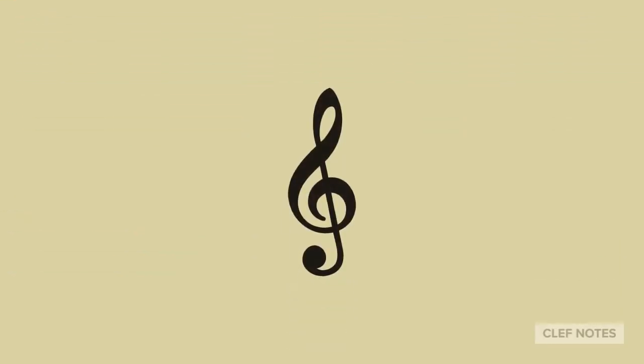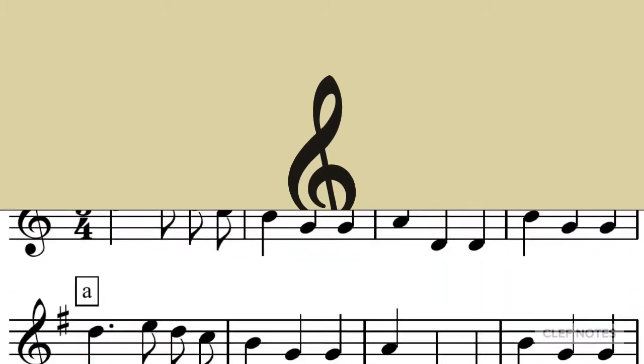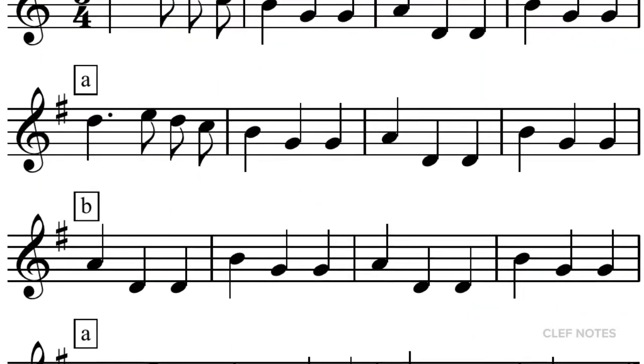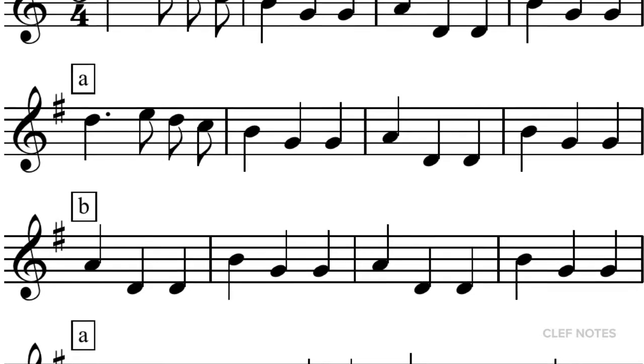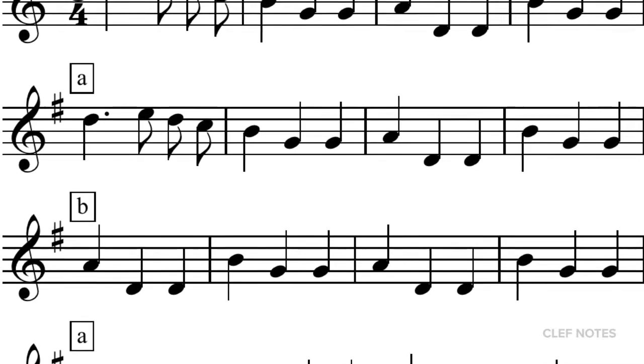There are three main types of clef notes. First, we have the treble clef, also known as the G clef. The right hand of a pianist uses the treble clef, and so do other instruments, including the flute, oboe, violin, trumpet, and horn, all higher-pitched instruments.